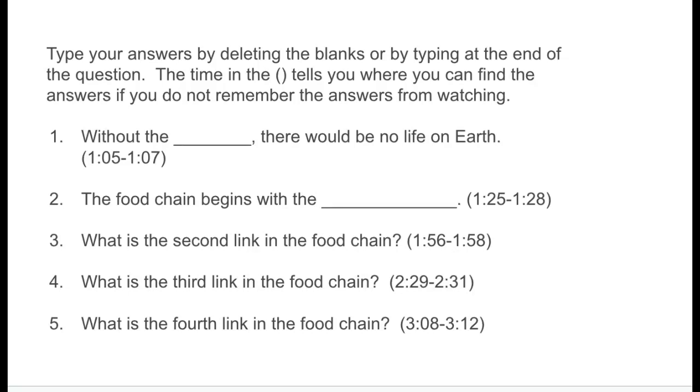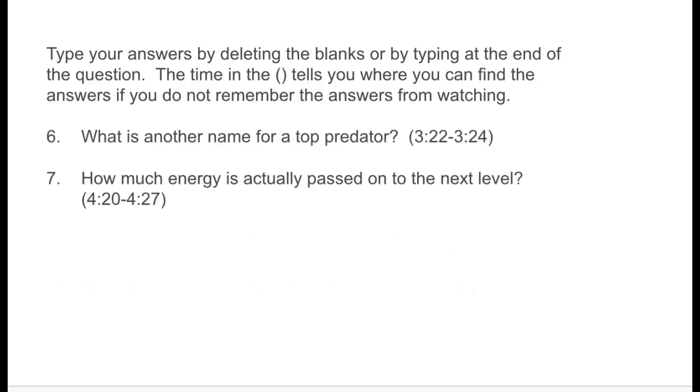Number 2. The food chain begins with the blank. Number 3. What is the second link in the food chain? Number 4. What is the third link in the food chain? And number 5. What is the fourth link in the food chain? Number 6. What is another name for a top predator? And number 7. How much energy is actually passed on to the next level?